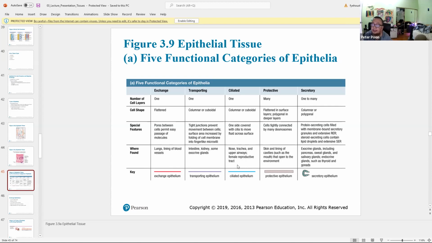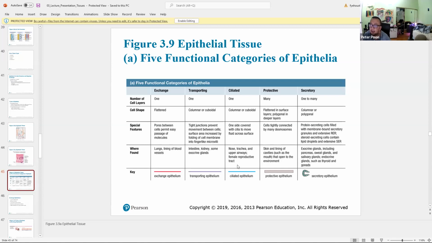I can have, for example, microvilli. Microvilli, if you remember, are finger-like projections coming out of the cells that increase surface area for transport. So I can absorb things very quickly.